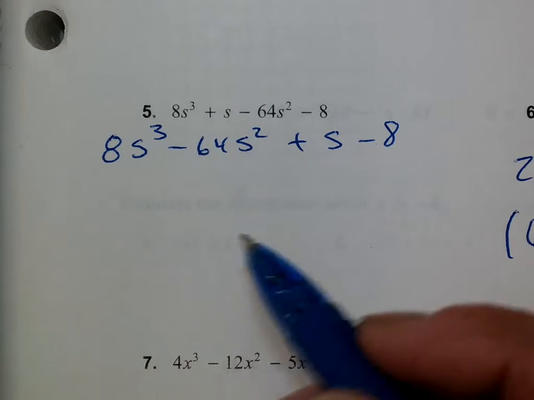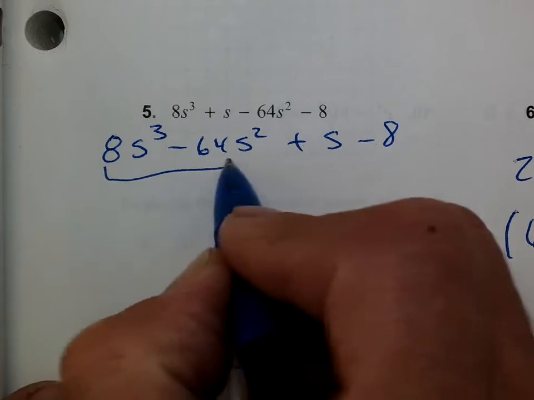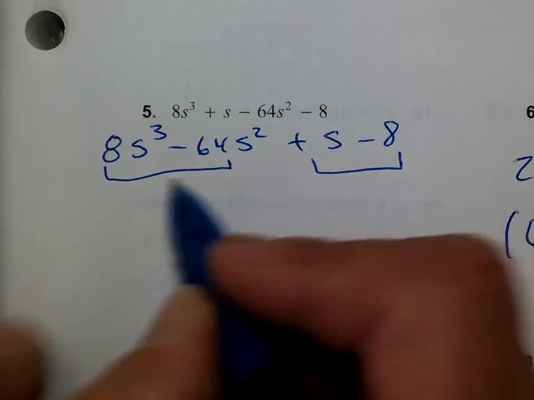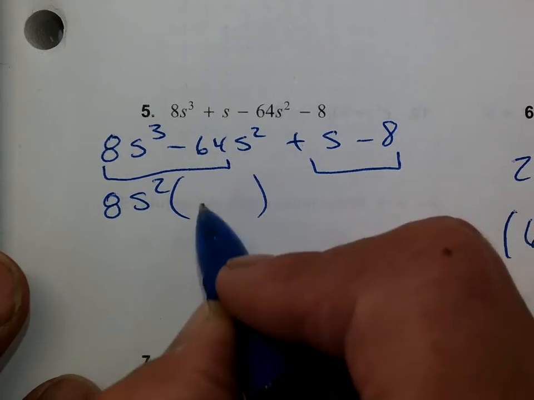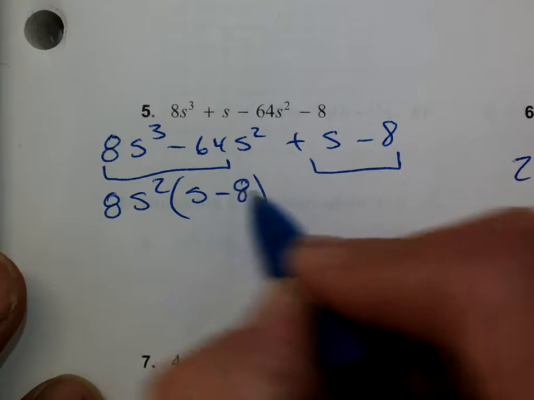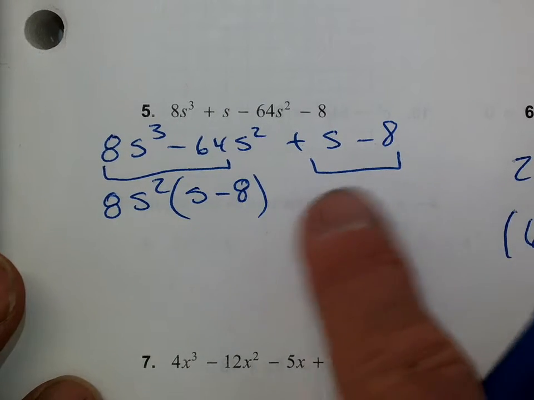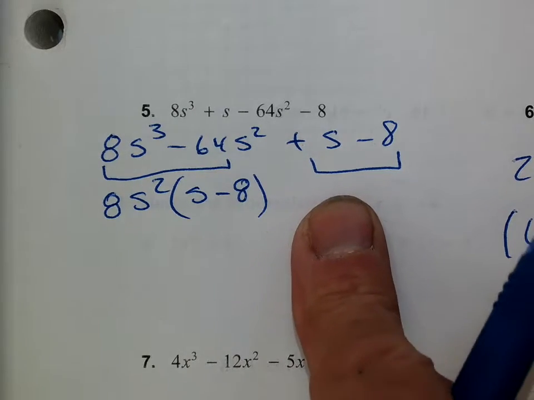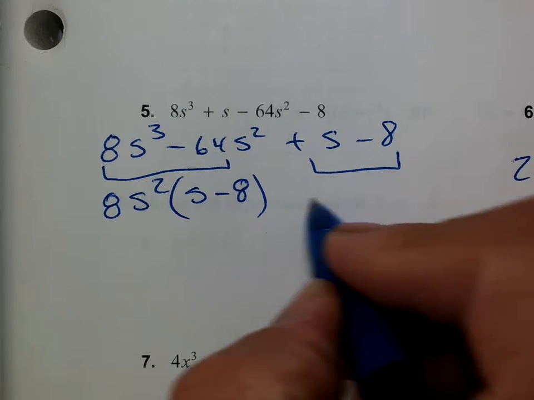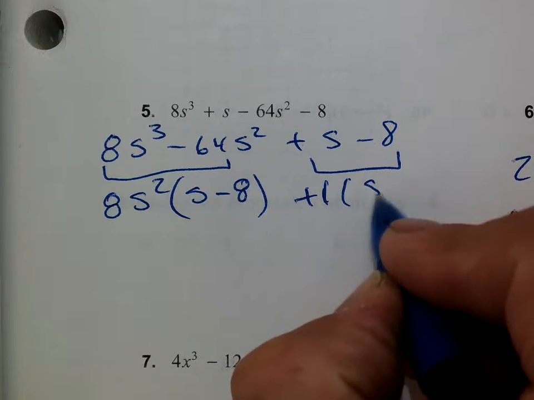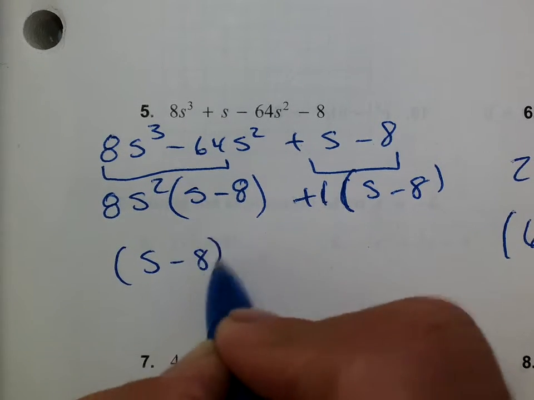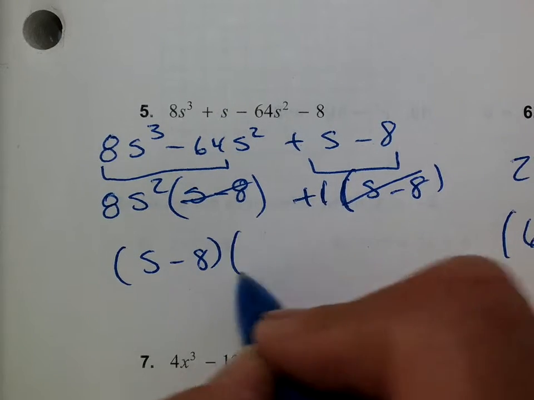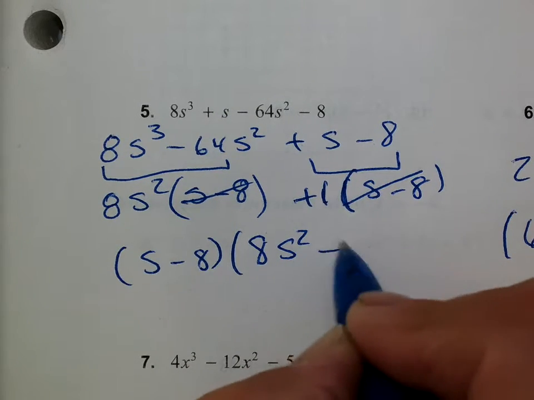So, 4 terms, pair them up. Okay, yep, 8s squared, right? 8s squared. And I'll have a s minus 8. These two don't have anything in common, but we could pull out a 1, right? We need that one. So let's pull out a positive 1, and we'd have a s minus 8, okay? And then, what do they have in common? Everything. An s minus 8. And what I'd have left over is an 8s squared plus 1.